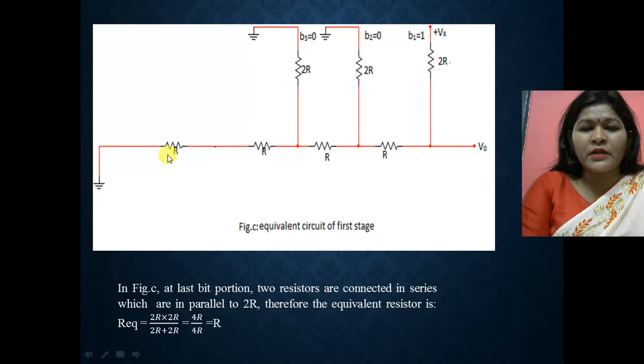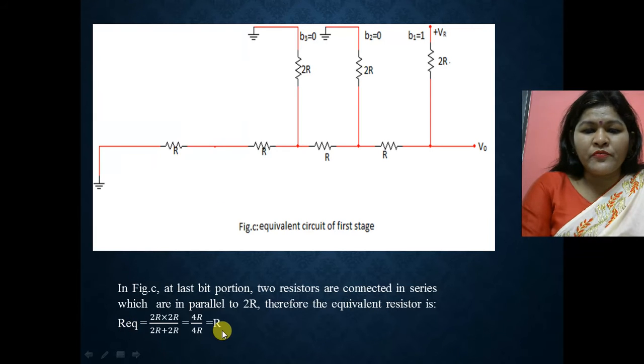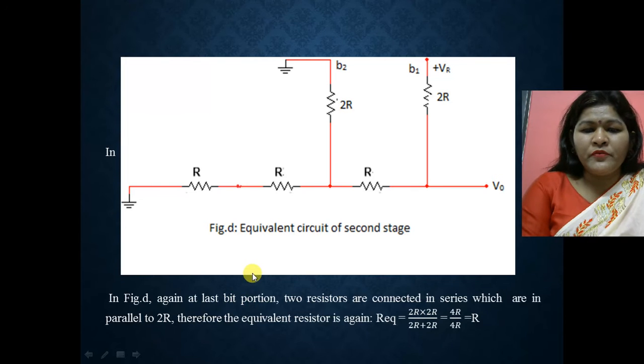These are connected in series, and together they are connected in parallel with the 2R. So now again we find the equivalent resistance of this portion, the last B3 bit. Here again the equivalent resistance will be equal to R. So here again we will draw the equivalent circuit of that stage of figure C. So now we will draw this here.